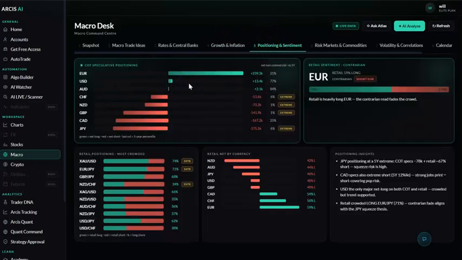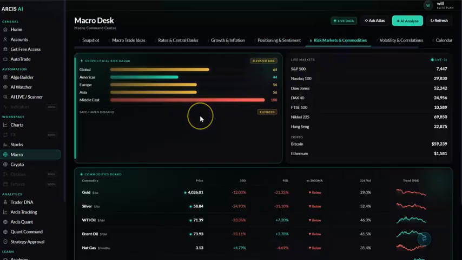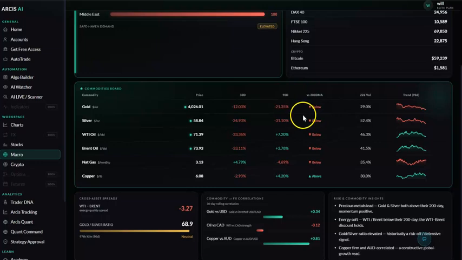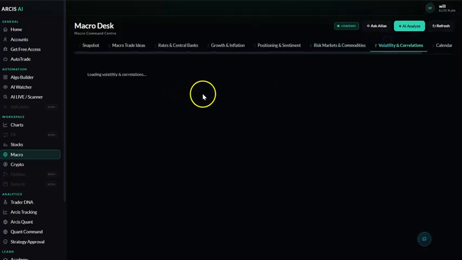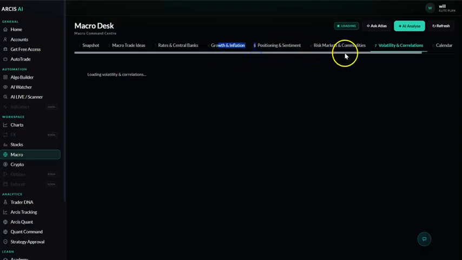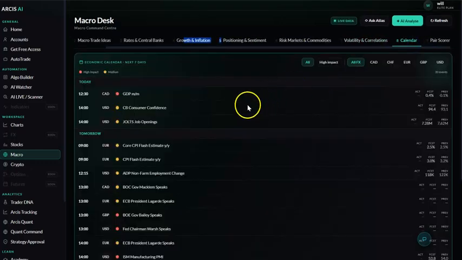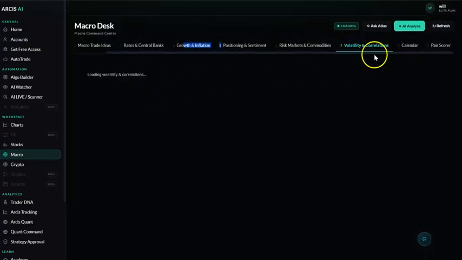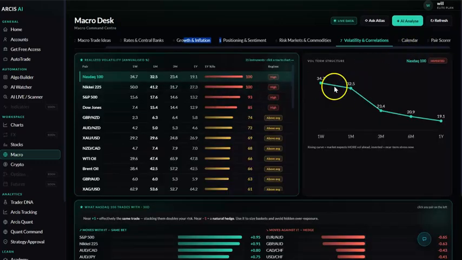This is the sentiment gauges from the COT reporting, retail positioning, retail net by currency, risk markets and commodities. Just let that load. We have the calendar. This is just the news calendar. There we go, volatility and correlations.